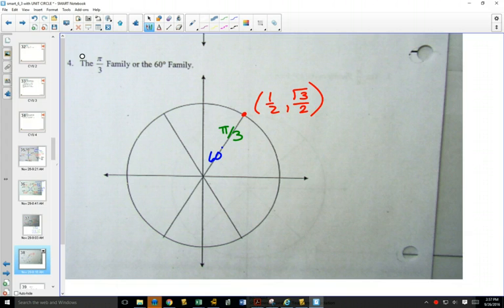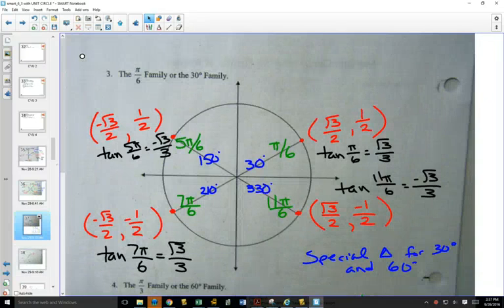Now, the reason I wanted to point this out is you're going to have to know these coordinates. And notice the coordinate for 60 degrees, 1/2 comma root 3 over 2, is very similar to the coordinate for 30 degrees, which is root 3 over 2 comma 1/2. They're basically the same, just flipped. So when things are basically the same and just flipped, it's very easy to mess them up and make mistakes. So how can we remember which one goes with which?